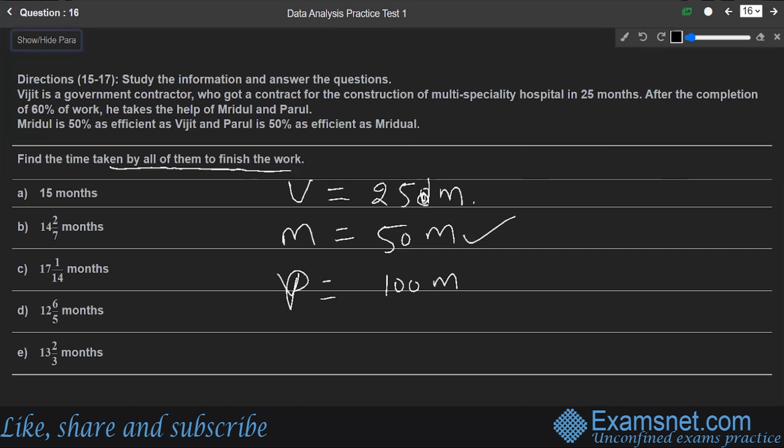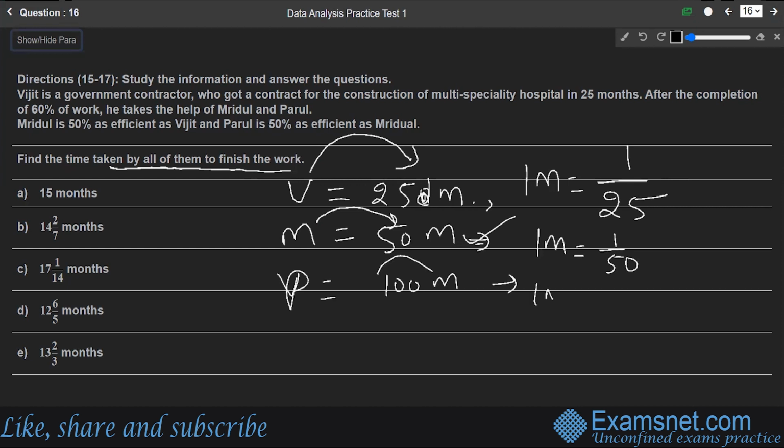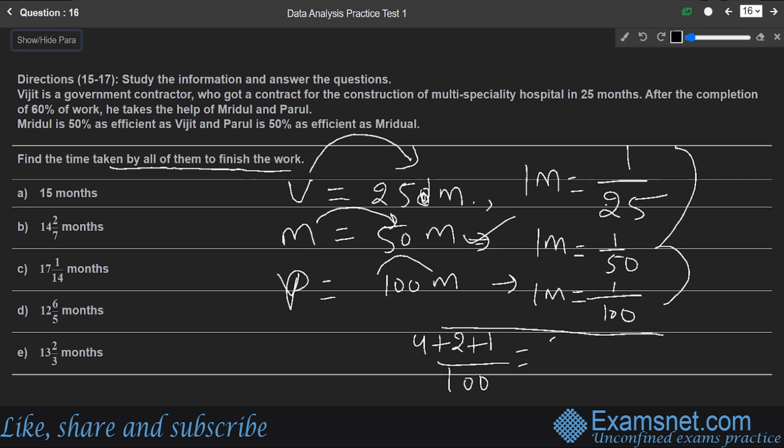Now we are supposed to find out in how many months all together they can do it. If Vijit can complete a task in 25 months, what is Vijit's one month's work? It is obviously going to be 1 by 25. Similarly, Mridul is taking 50 months, so Mridul's 1 month work is going to be 1 by 50, and for Parul, 1 month work is going to be 1 by 100. So clearly the total 1 month work will be all of them added together. If you add them together, 100 becomes the LCM. Then 4 plus 2 plus 1, so it becomes 7 by 100.